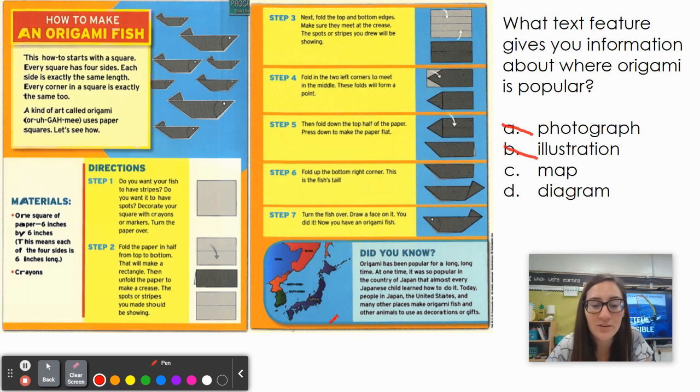A map. Ooh, there is a map. Maps show where something is, right? Let's keep that in. A diagram. Remember, diagram is a picture, a photograph with labels, and there aren't even any diagrams in this. So it's got to be the map. The map shows us where.